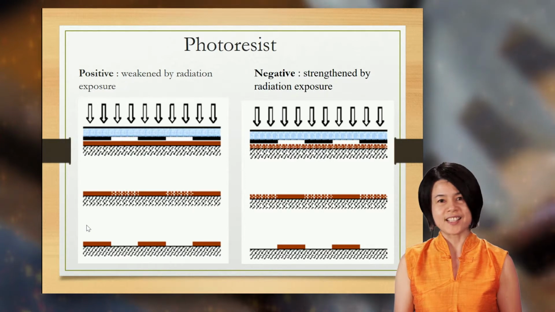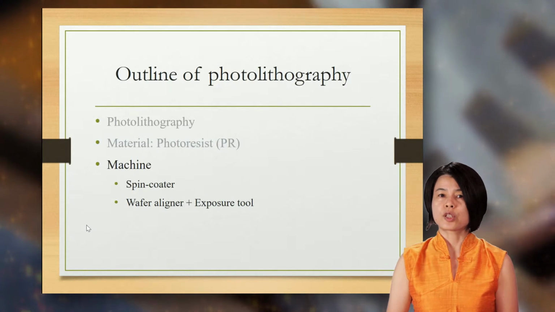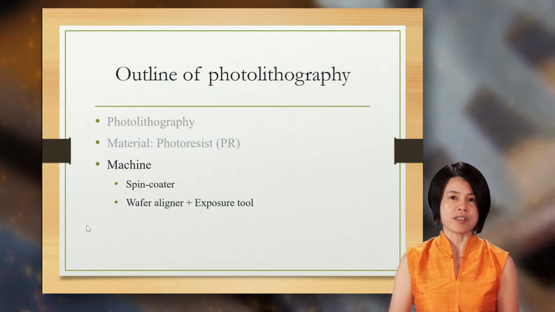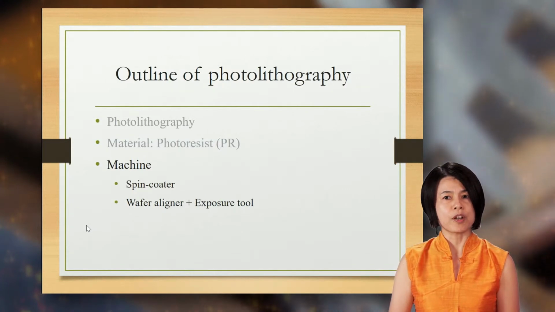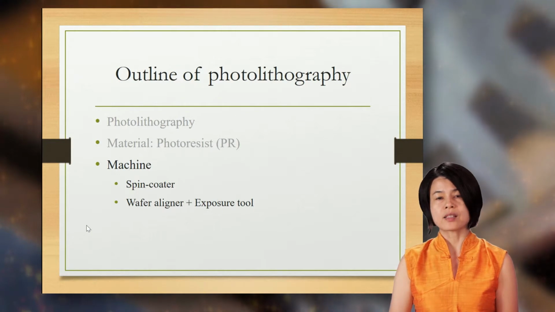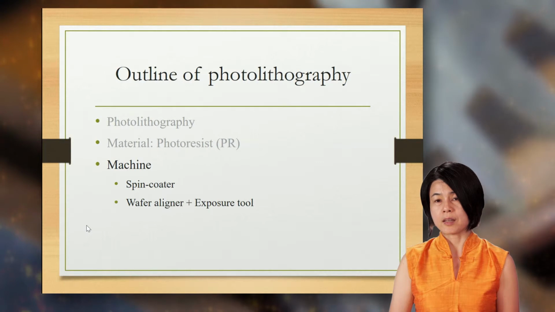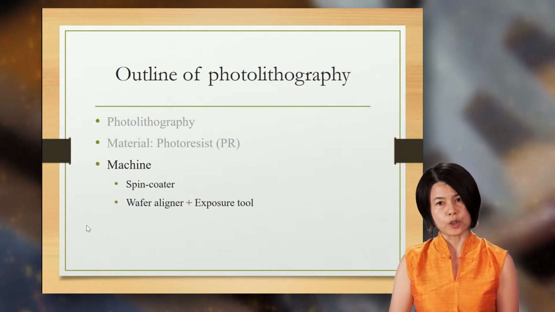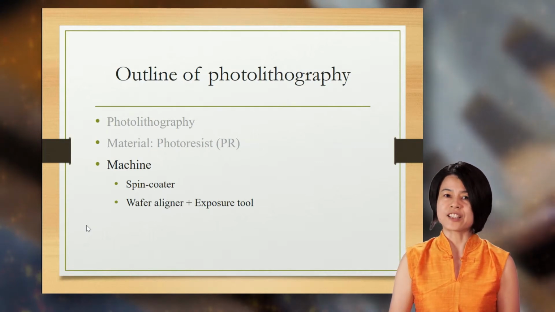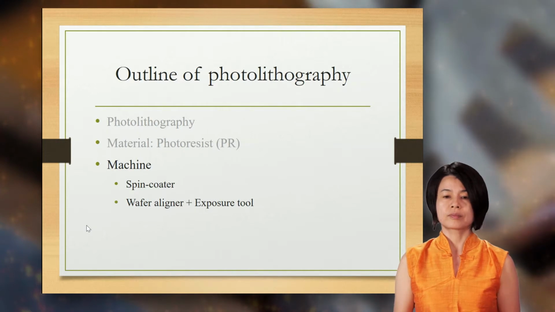Now, what's next? We have introduced the concept of photolithography and the key material photoresist in the process. Next, we will move on to some machines in microfabrication: spin coater first, then wafer aligner and exposure tool.